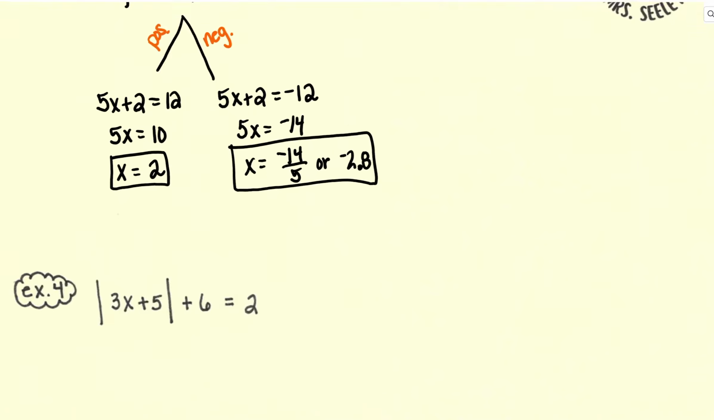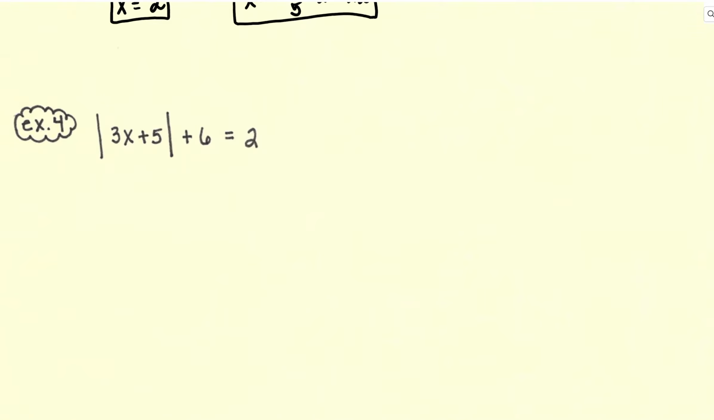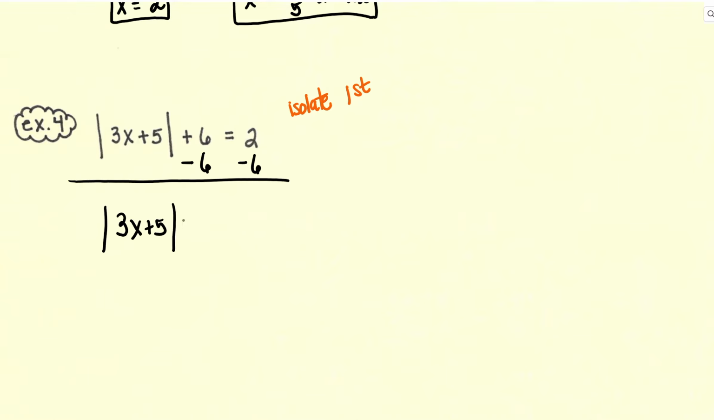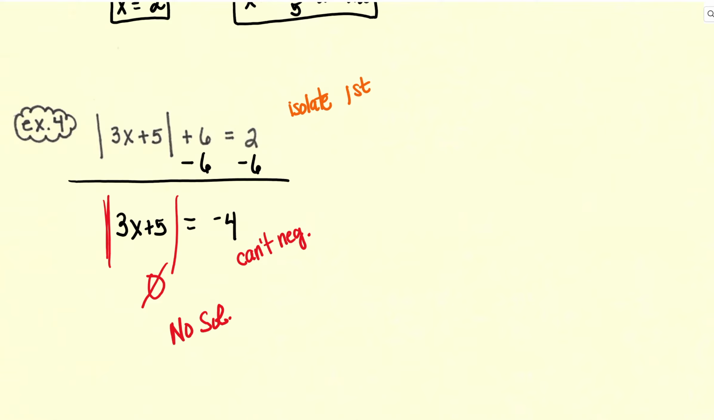Okay, example 4. Let's isolate first, because that's what you have to do first, isolate, and then you break. Isolate, then break. So if that's a plus 6, we need to subtract 6. Now my absolute value is all by itself, but the problem is absolute value, when it's still in the absolute value symbols, can't equal a negative. So this one has no solution.